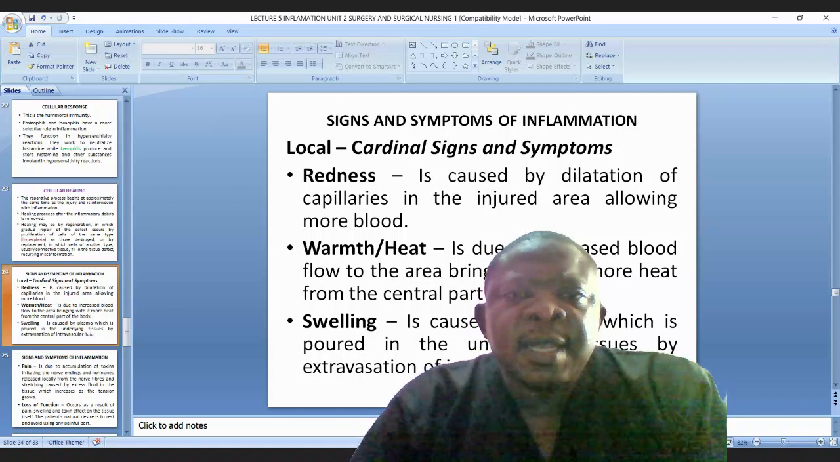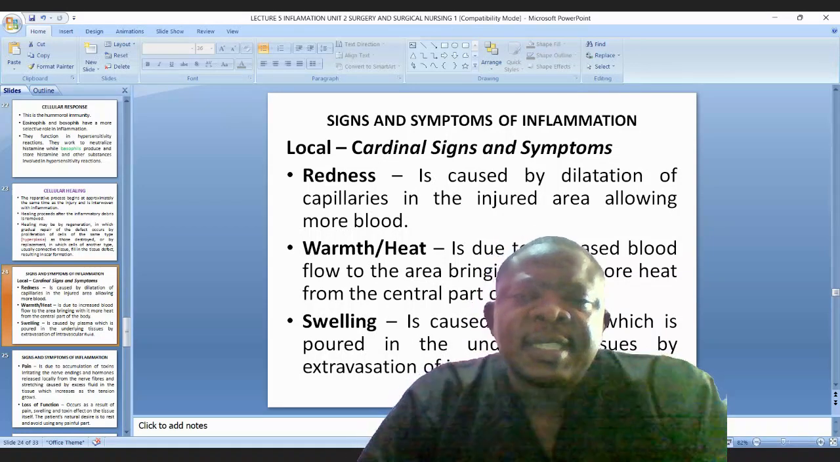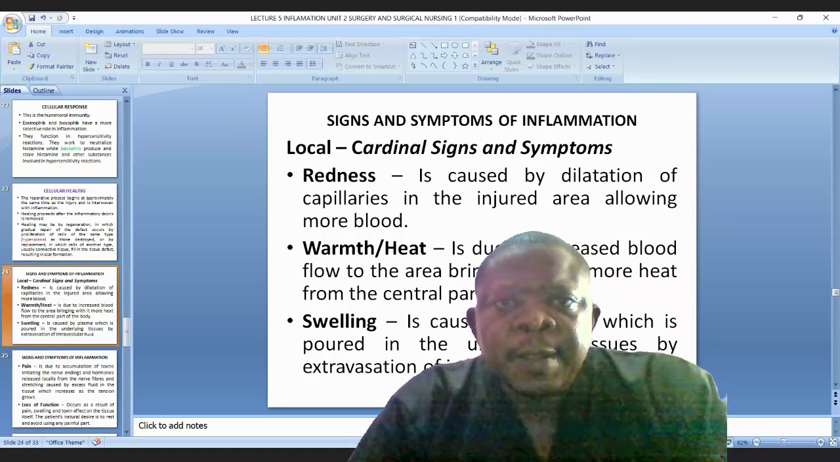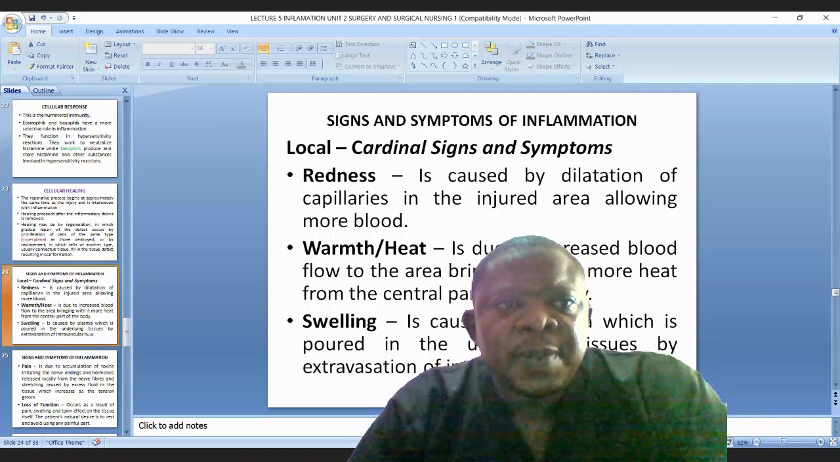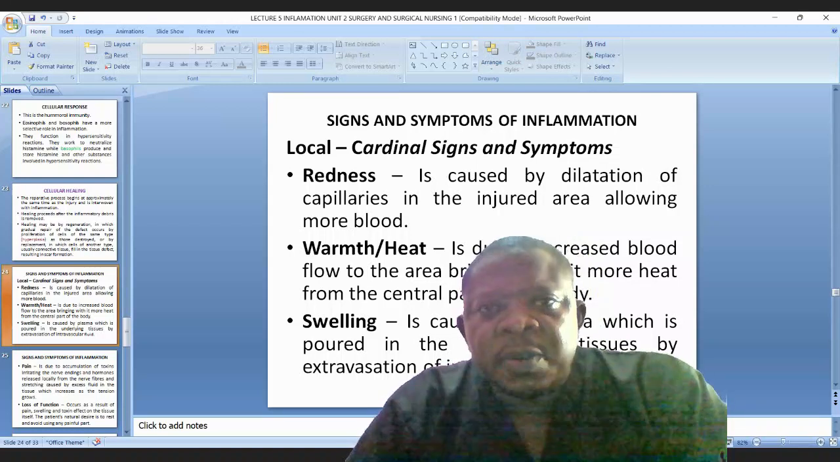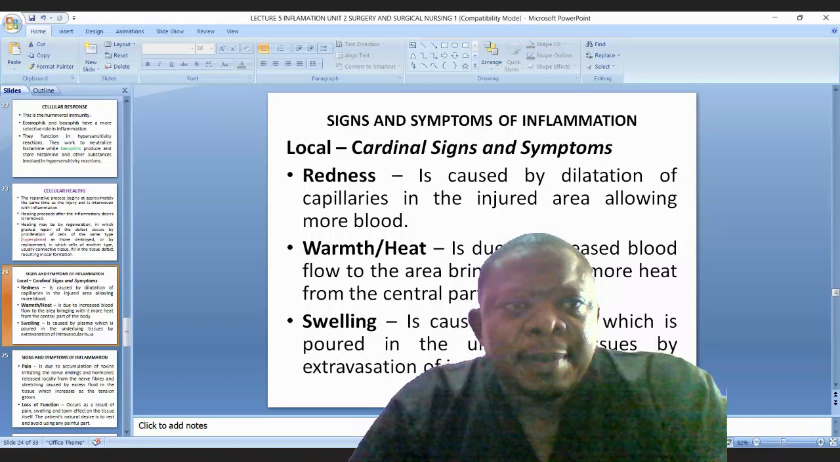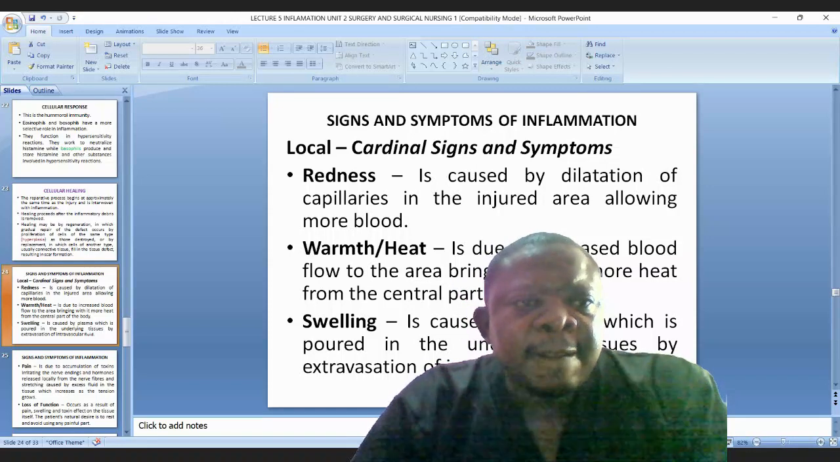We can have local and also general signs and symptoms of inflammation. Some of the local cardinal signs and symptoms is redness, which is caused by the dilatation of capillaries at the injured area, allowing more blood.